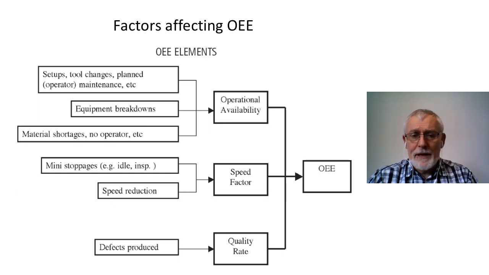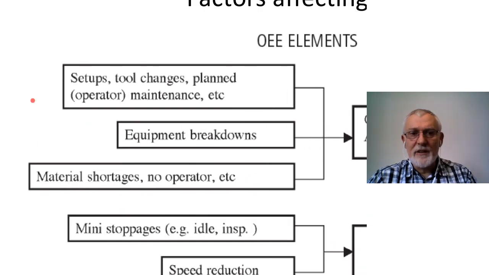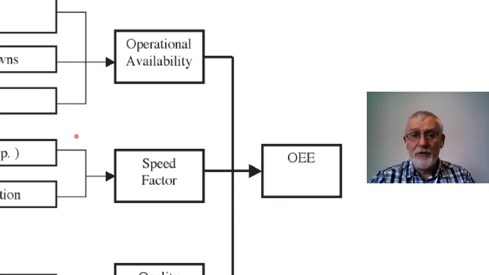Now, the really nice thing about OEE is that it does allow us to delve down into deeper elements of the machine and of the issues that we might be looking at. So if I look at the operation availability, we can see that this allows us to get into setups, tool changes, maintenance time. It also looks at breakdowns and other things like no material, no operator and such like, which all contribute to the machine not effectively running.